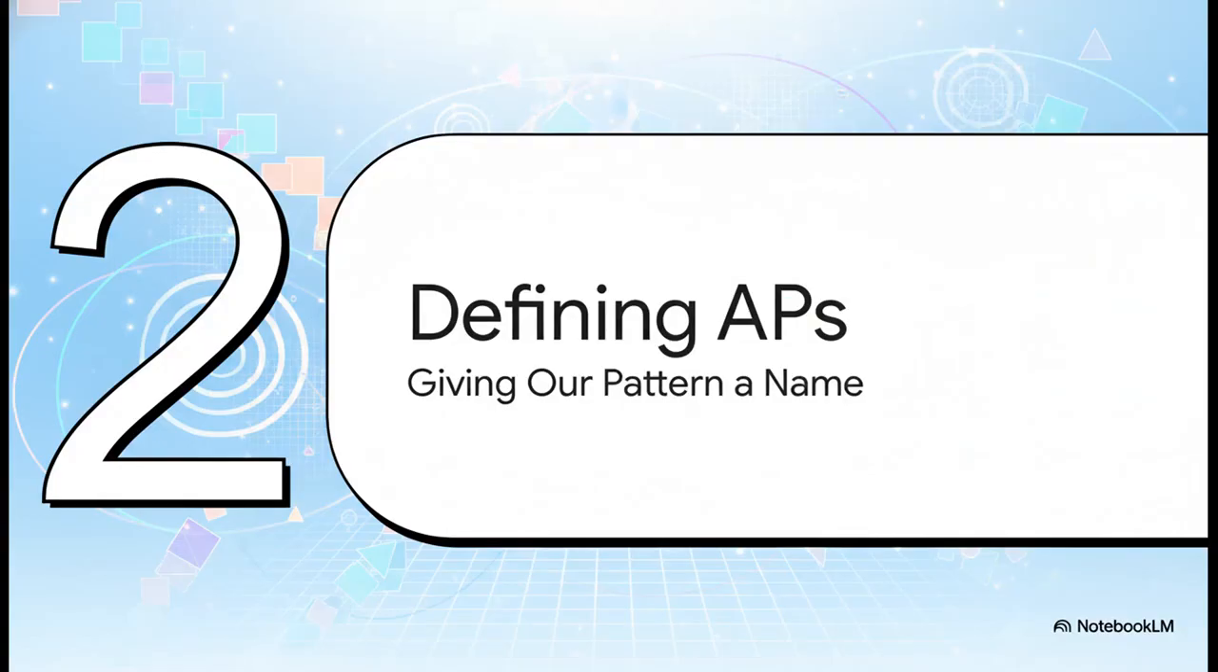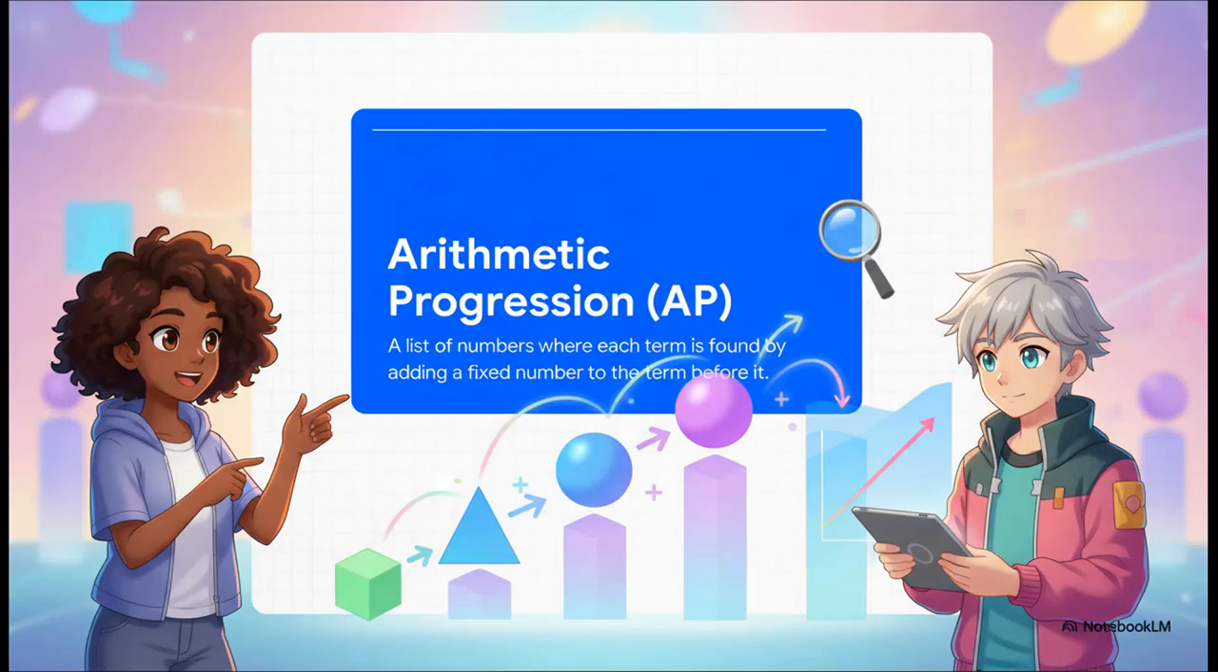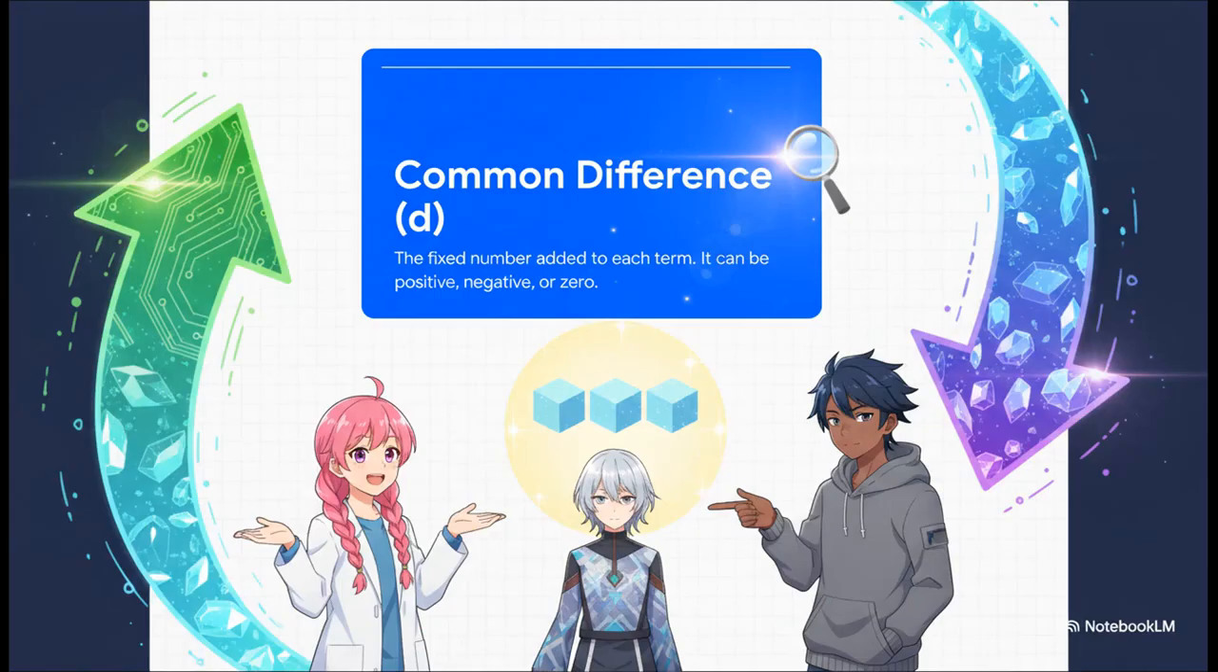Now that we've cracked the code and found the hidden pattern, it's time to give it its official mathematical name. This special kind of pattern is called an arithmetic progression, and you'll usually just hear it called an AP for short. The definition is exactly what we just figured out through our detective work. It's a list of numbers where you get each new term just by adding a fixed number to the one before it.